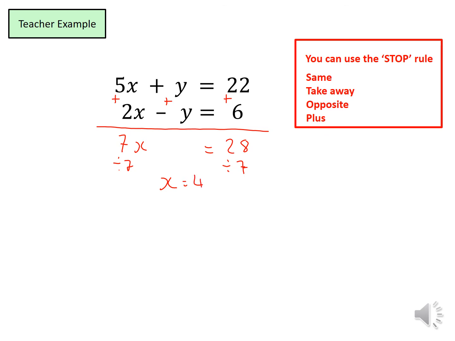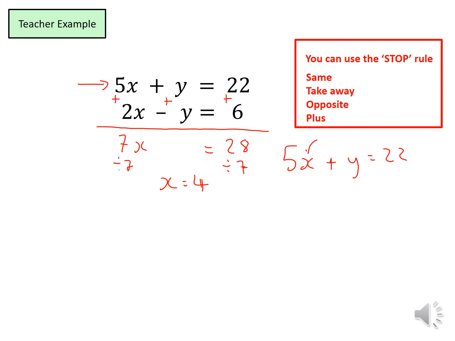Now that's half the question done. We still need to know the value of y. So I'm going to substitute x, the value that I've just worked out, back into one of these equations. I'm going to pick the top one because the top one has a positive y, so it will make it easier for me to solve. Okay, so I'll write the equation out again. 5x plus y equals 22.